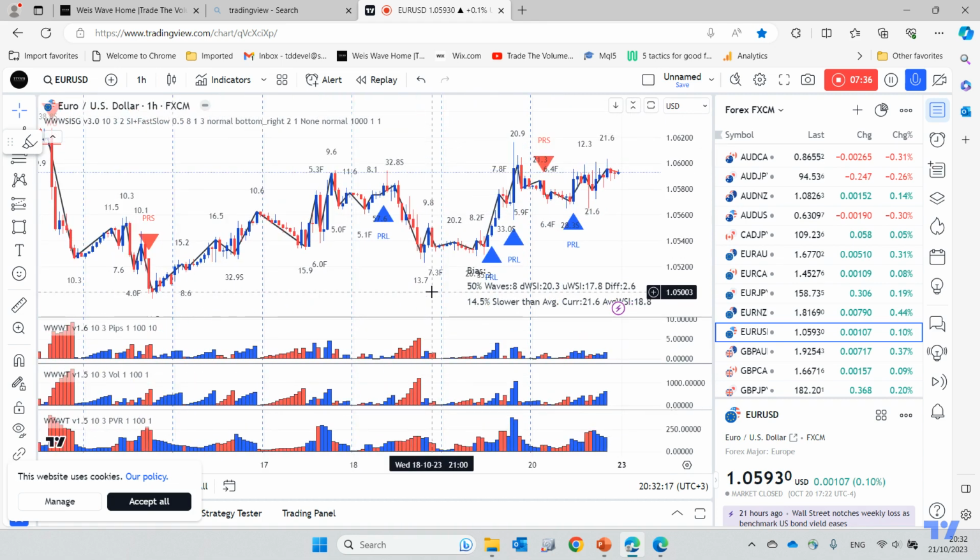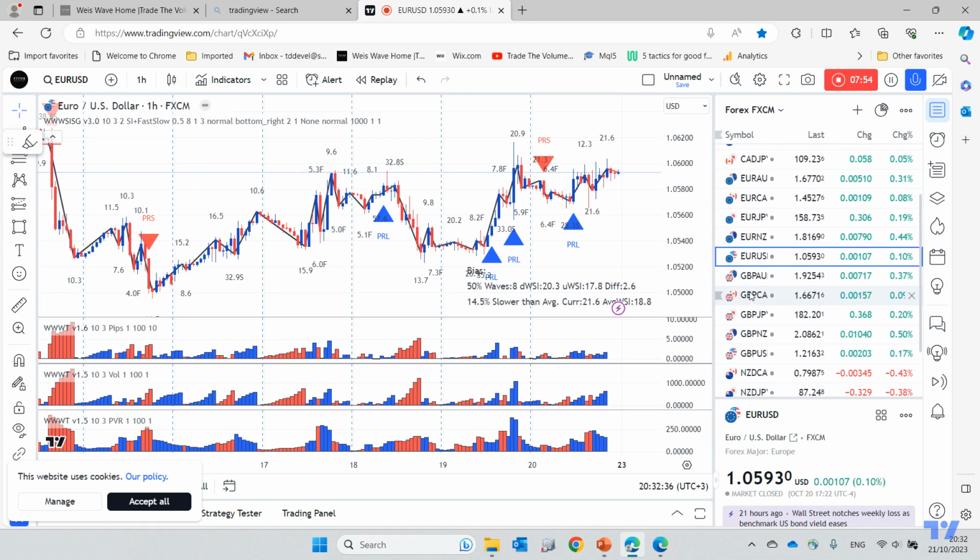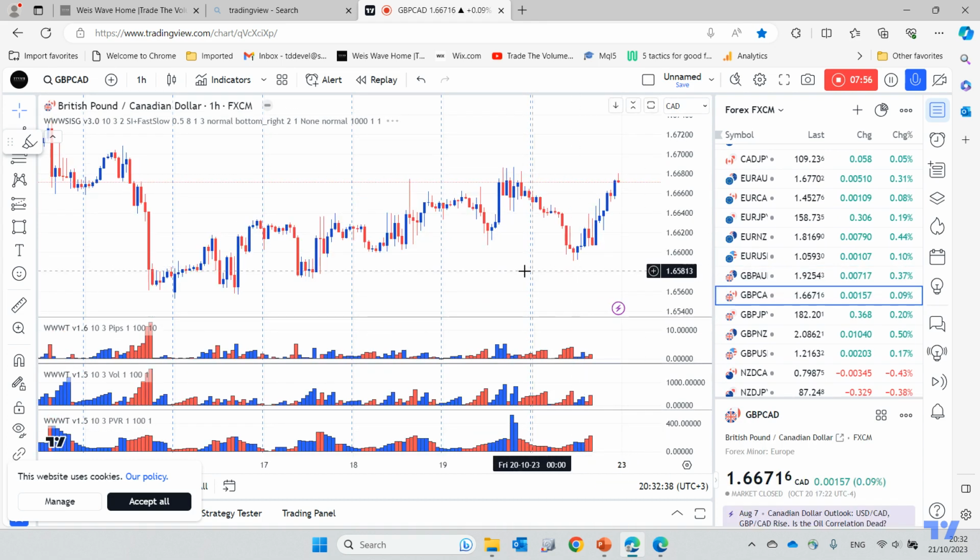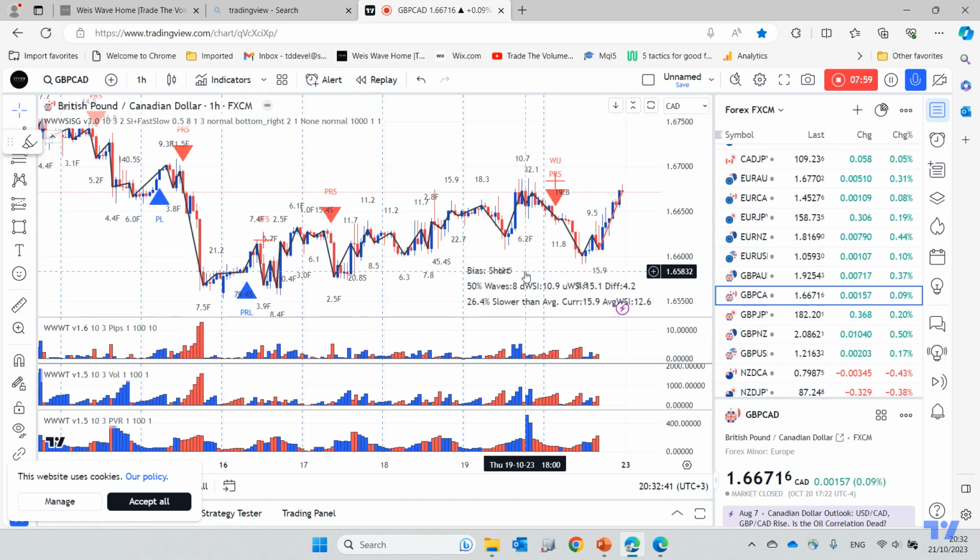Let me show you another situation to avoid. Okay, still on the 1 hour chart. So Euro USD is out of the picture. We're not going to trade it. Then we're going, for example, on GBP CAD. Okay, look at the chart. It's a mess. Look at the volume waves. Not tradable. Bye bye. This is also bye bye.